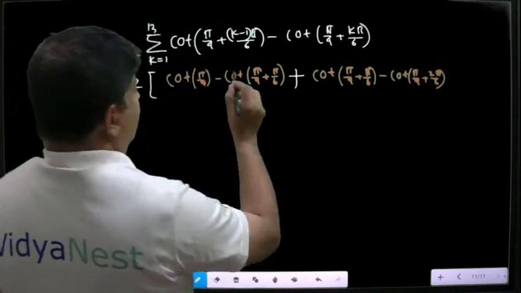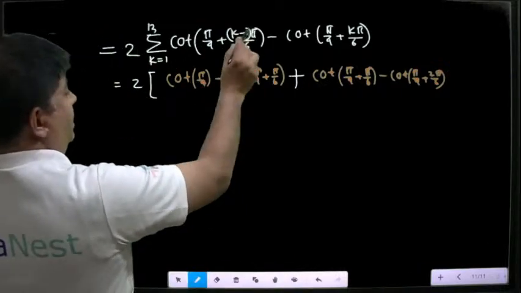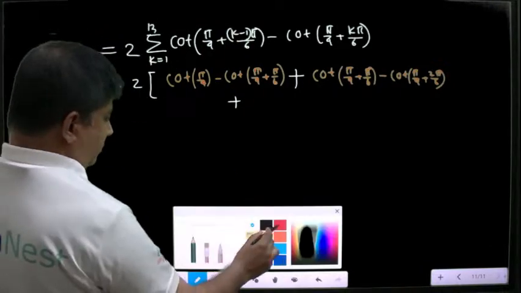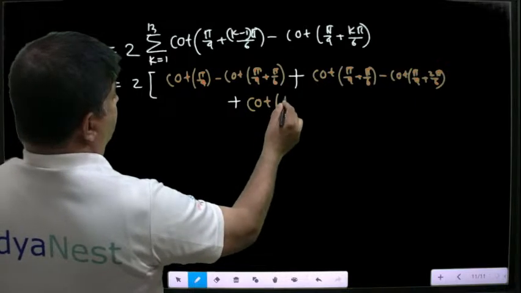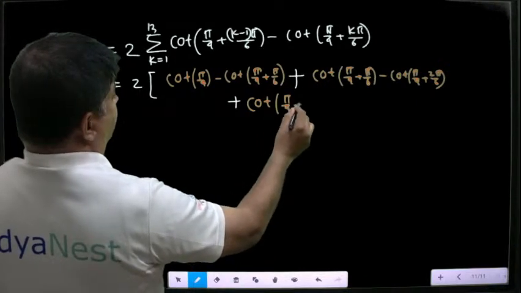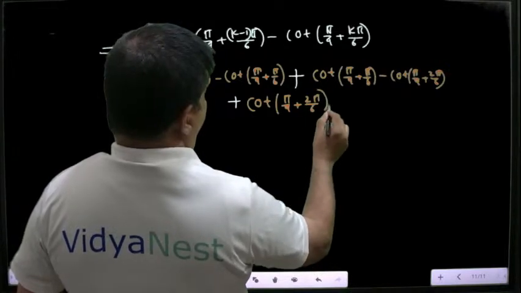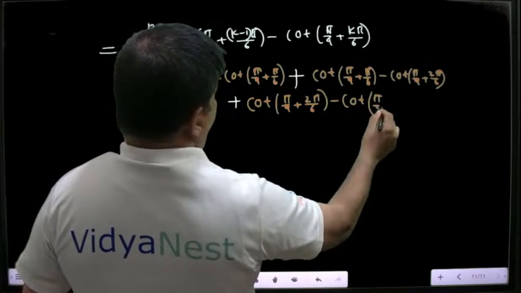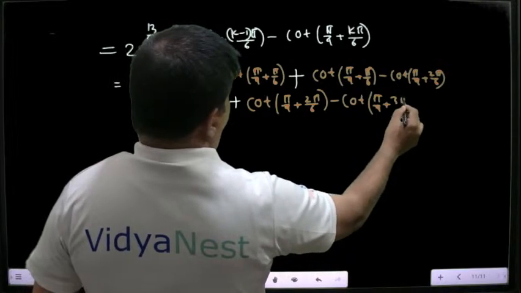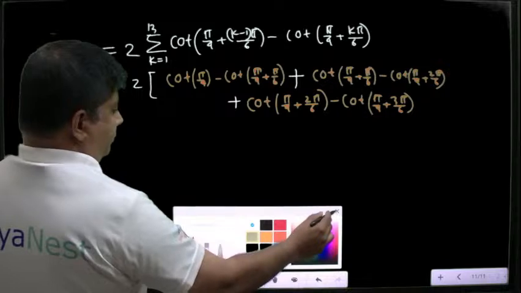Plus, तो 1 पुट करने से यह मिला, 2 पुट करने से ये मिलेगा। Now 3 में आ जाओ। 3: cot(pi by 4 plus (3 minus 1)/2) minus cot(pi by 6). Now give dotted line.